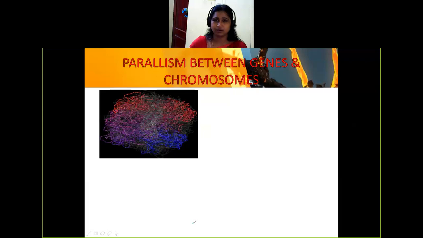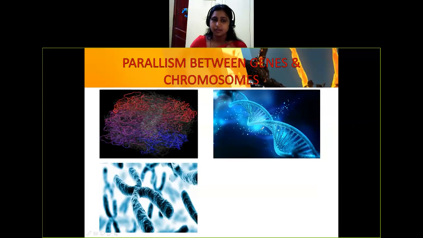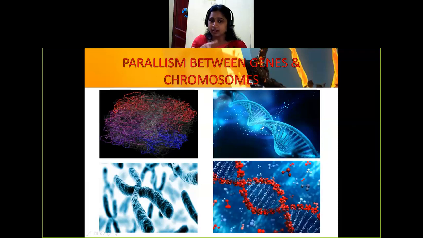This is chromatid, what I'm showing here. And this is the DNA. Then next, the chromatid will condense and they become a chromosome. When? During cell division. And inside the DNA, the genes are there, the codons are there. They keep on coding for an amino acid in the protein, right? So we are going to see the parallelism.